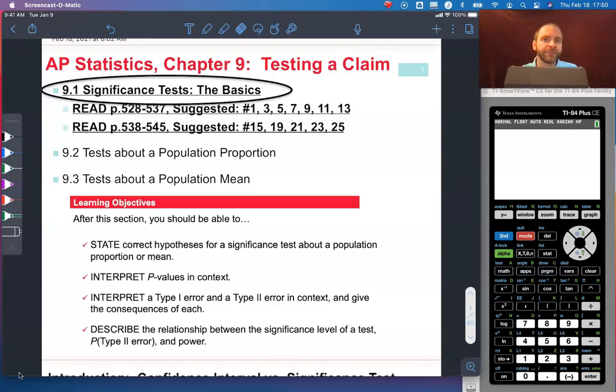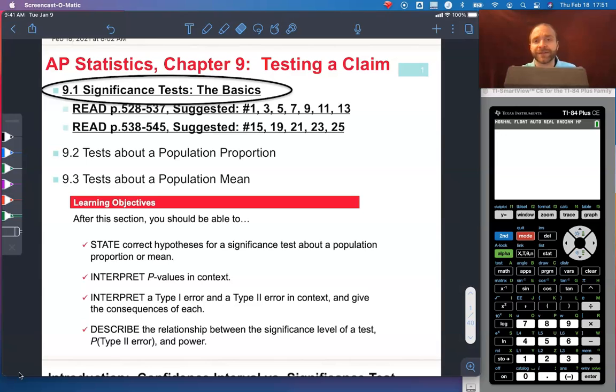Mr. Ainsworth here, starting you off with Chapter 9, which looks at testing a claim. And in this lesson, we're looking at the basics of significance tests. And keep in mind, the word basics here does not mean the simple stuff. It means the foundation of significance tests. And we're going to focus on just the first two objectives in this video.